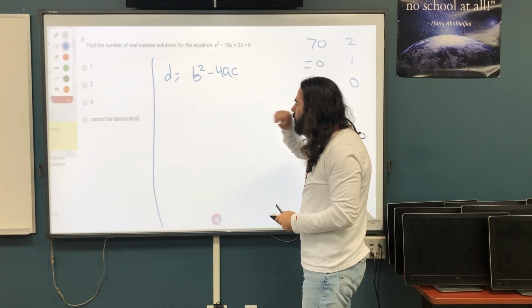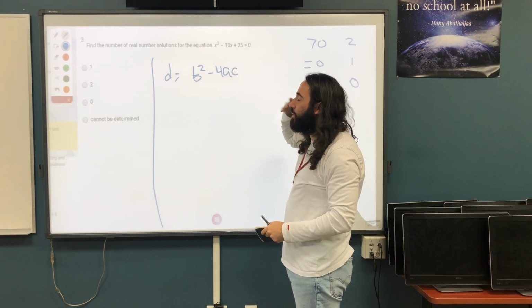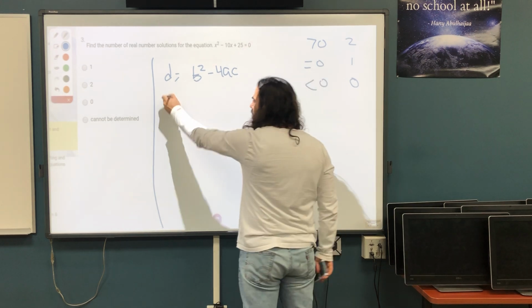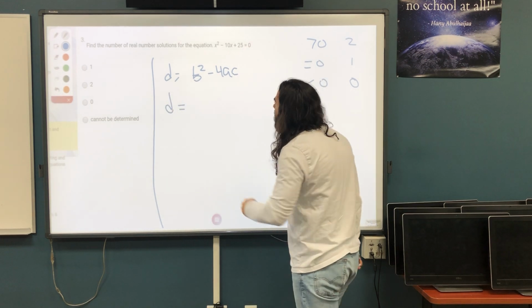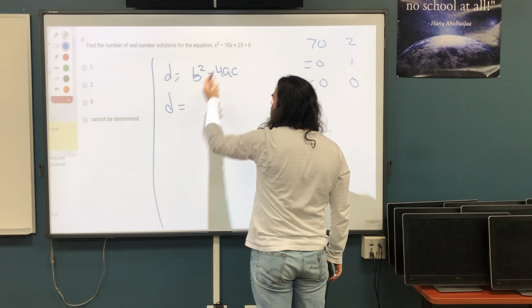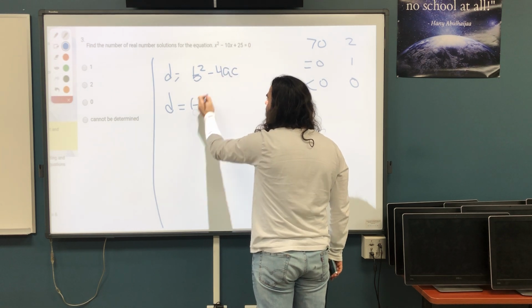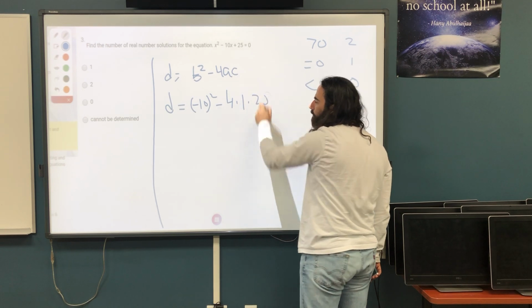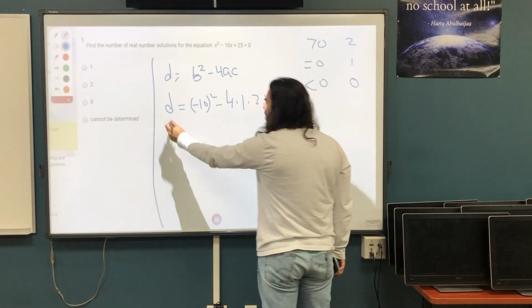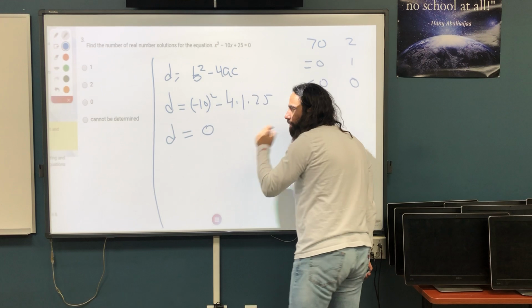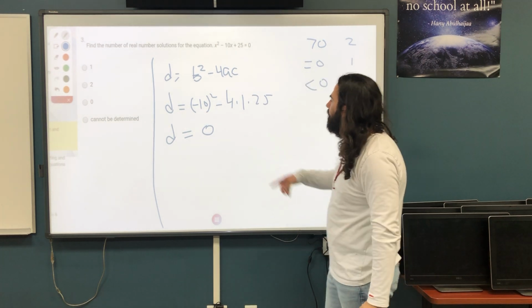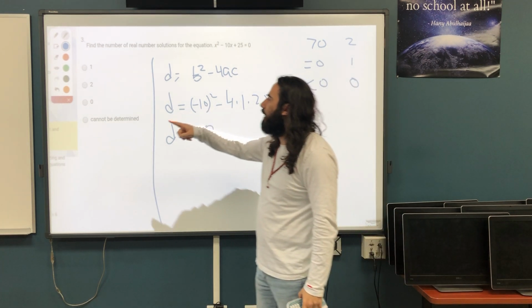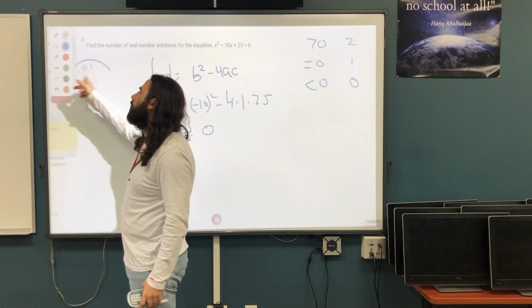So all you need to do is plug in the B, plug in the A, plug in the C, and you'll find the answer. So the discriminant equals B is negative 10, so it's going to be negative 10 squared, minus 4 times A is 1, times C is 25. So from here, the discriminant equals 0. So the answer, because the discriminant is 0, it means that we have one solution.